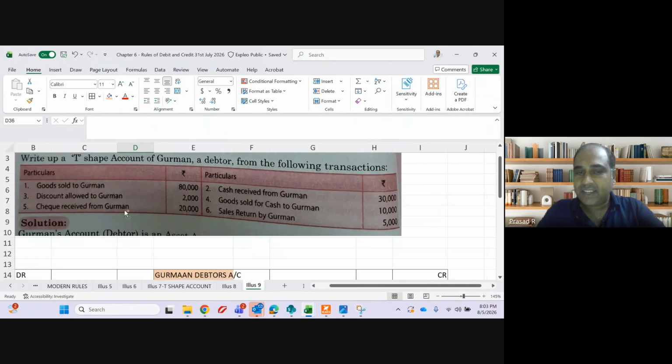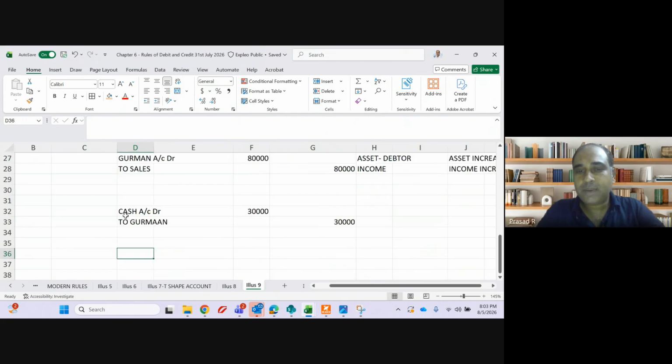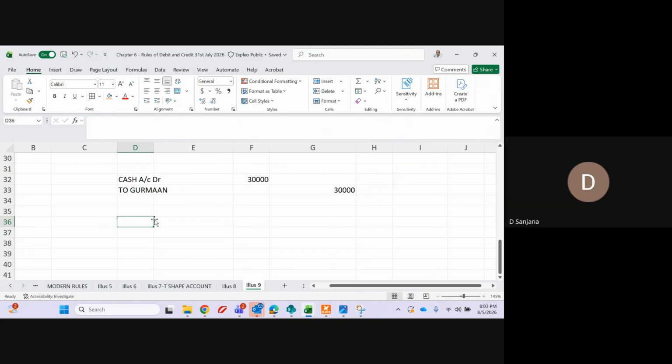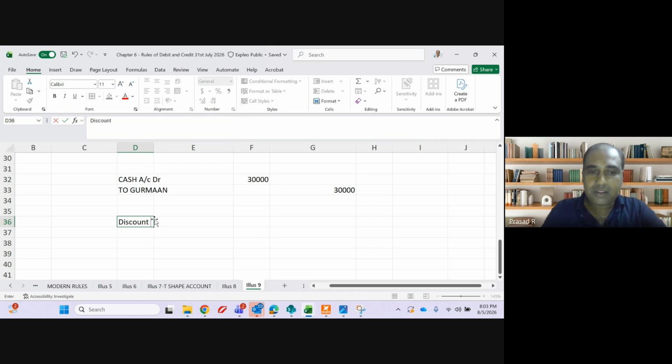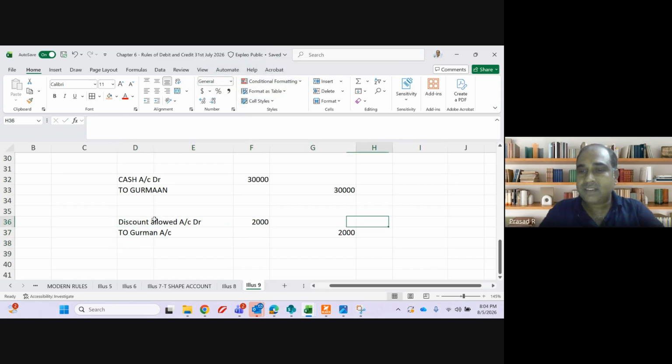Anywhere is it mentioned that we are receiving cash? No, sir. So why cash account debited? Nowhere is it mentioned, right? So discount allowed account debit. Yash was right. Discount allowed account debit 2,000, to Gurman account 2,000 rupees. Why is discount allowed debited? Because discount allowed will become my expense. Expense increase means debit. It is a loss to me, because he will not pay this 2,000 to me.